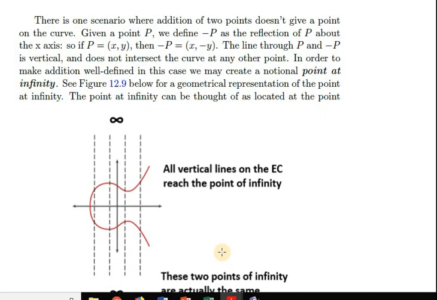Now, there is one exceptional case when adding points on an elliptic curve. Suppose I take 2 points on the elliptic curve that are directly on top of each other, like these 2 points here. Then if I draw the line joining them, it goes straight up and down. In fact, it doesn't intersect the curve anywhere else. This is called intersecting at a point at infinity. We just mathematically create a point at infinity.